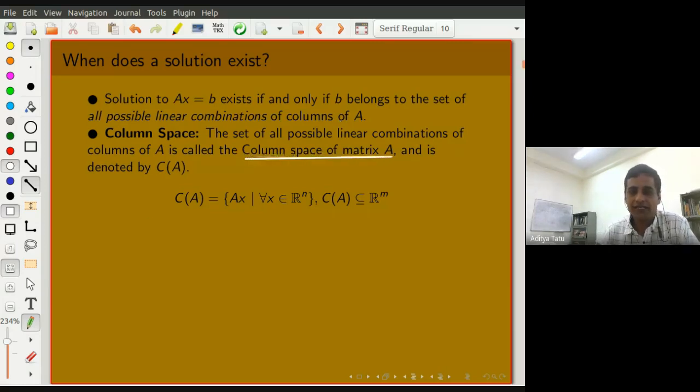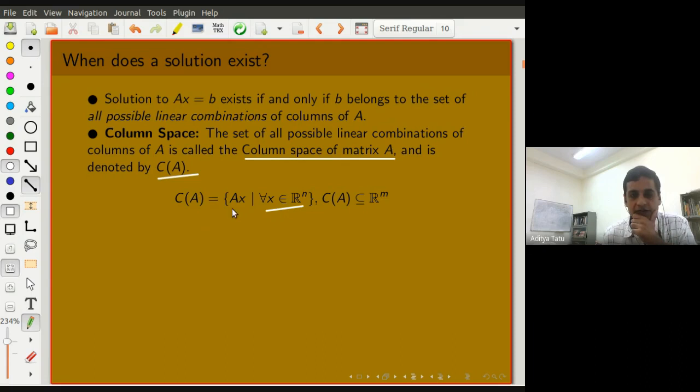Why is it called space? It will be clear soon. For now, just assume that this is the name given. And why do we need this special name? Because, as is obvious from the first point, whether a solution exists or not depends solely on this set. The notation is C of A. Mathematically, the set consists of all Ax for all possible values of x in Rn.